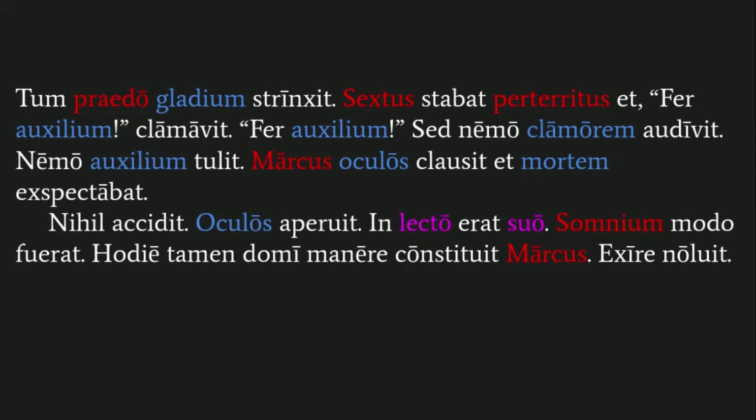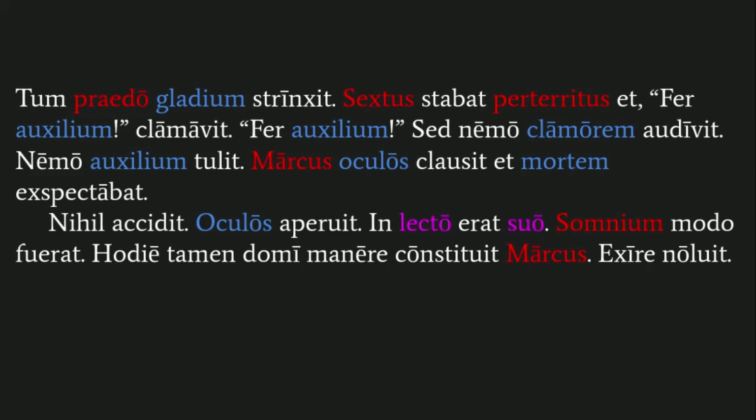So the idea here is Sextus is standing there terrified. Marcus had just fallen to the ground. Now the robbers are saying, we don't care who your father is. I'm going to kill you. And Sextus starts to shout, bring help, bring help. He's just looking for someone to help them. Then we have nemo auxilium tulit. Nobody brought. Tulit is from tuli, which comes from ferre, same verb that Sextus used before when he said fer auxilium. But in this case, it's perfect tense. So it's nobody brought auxilium, help.